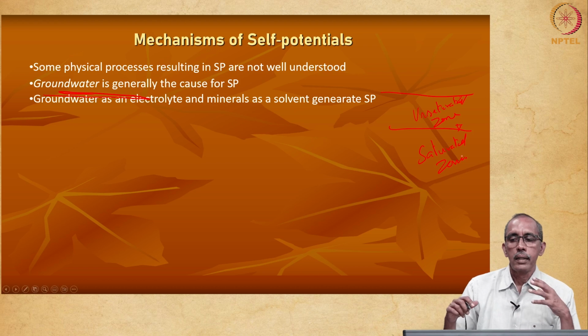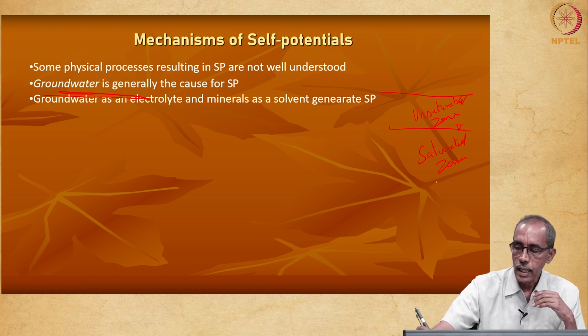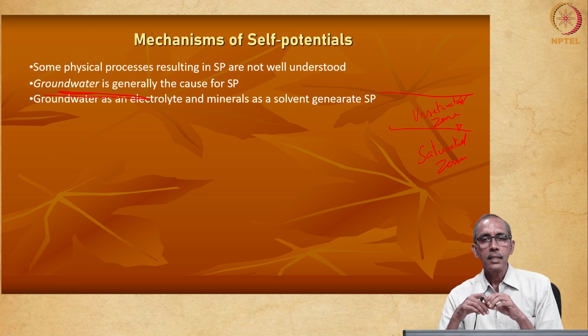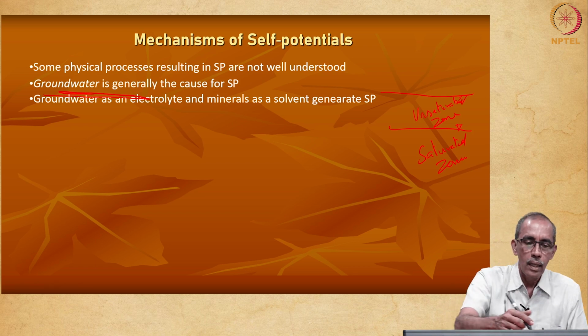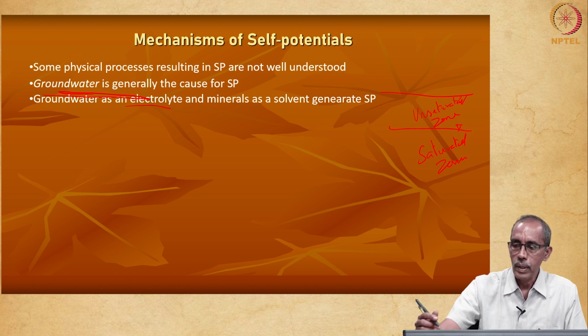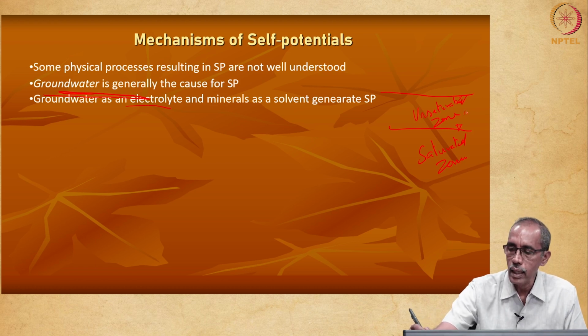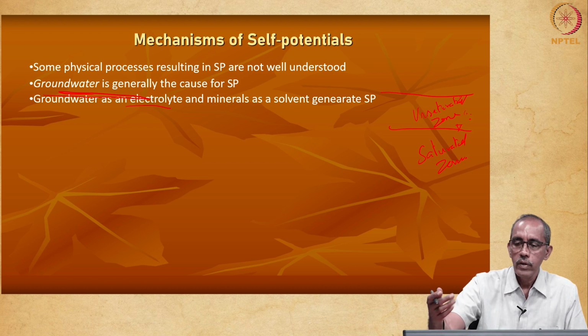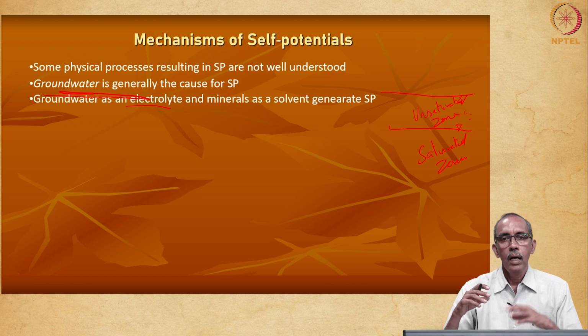So groundwater, which is present in the saturated zone as well as water present in the unsaturated zone, actually causes the generation of natural potential. How does it happen? Groundwater functions like an electrolyte. That means water present below the surface of the earth functions like an electrolyte, and the rocks which contain minerals function like a solvent.